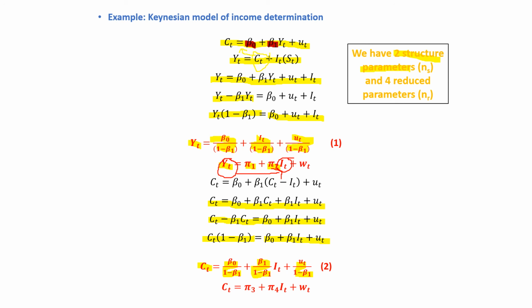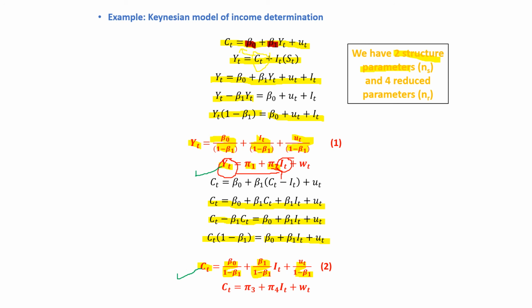And the new disturbance term, which is u over 1 minus beta 1, exactly like in equation number 1, let us call it w. So now, instead of having structural equations, which are equations where the endogenous variable is represented as a function of endogenous and exogenous variables, now we have two equations. We have these two equations, this one and this one. These two equations are called the reduced form equations.